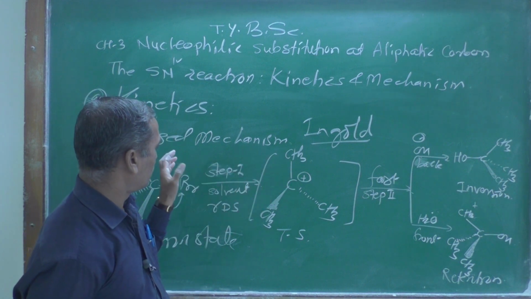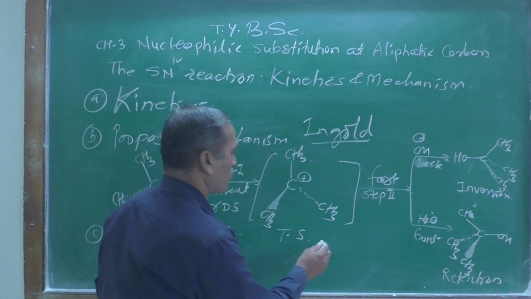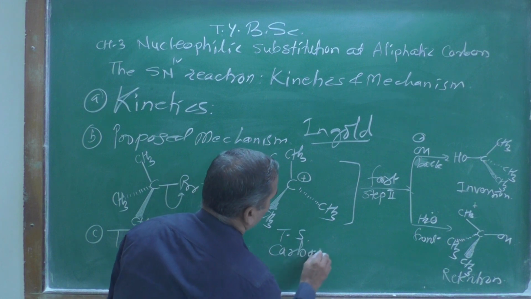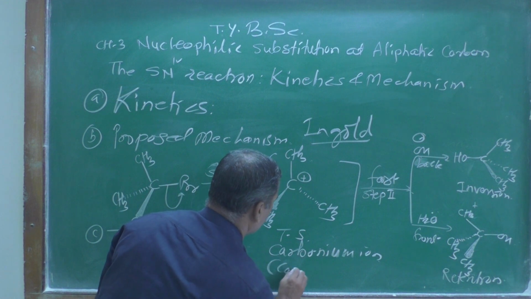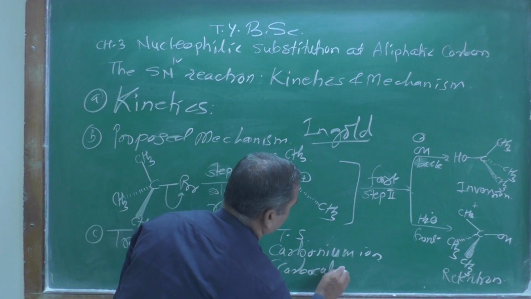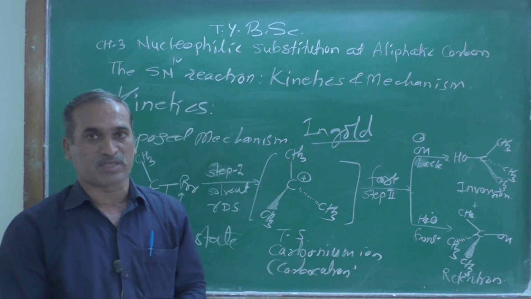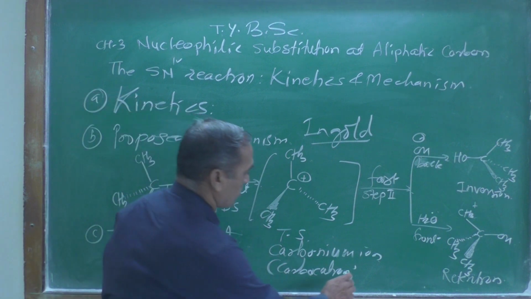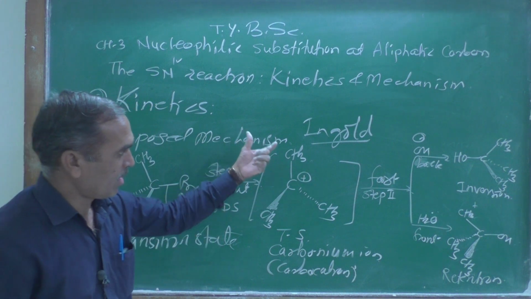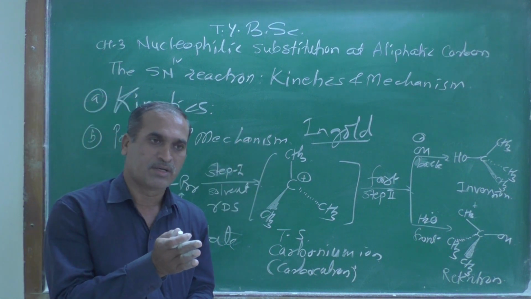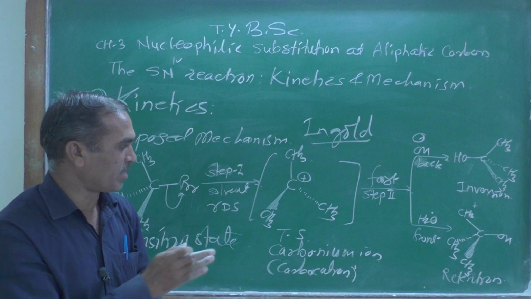When the leaving group departs, that has a carbon. This is called a carbonium ion, or a carbocation. Carbocation means the organic species carrying a positive charge. When it attains the carbocation, that molecule becomes planar in nature.